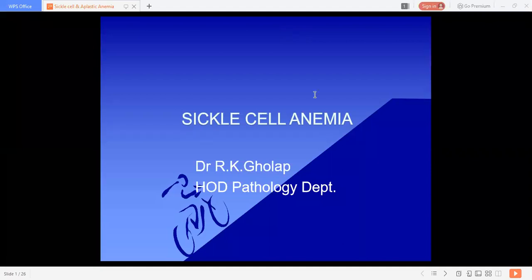We can take this topic. Very important clinically for clinical pathology, that is hematological disorders, hemoglobinopathies. So this is a topic from hemoglobinopathies. As we discussed yesterday, there are two types of hemoglobinopathies. One type is associated with alteration in the amino acid structure or polypeptide chains of the globin fraction.